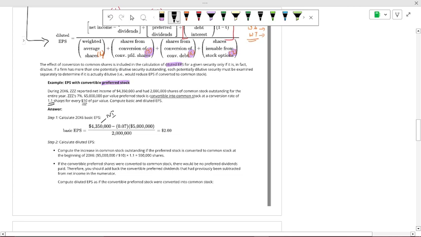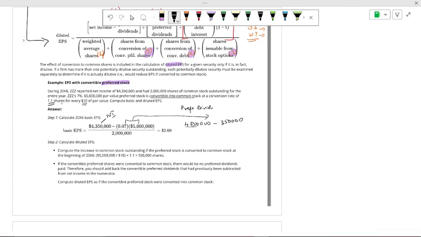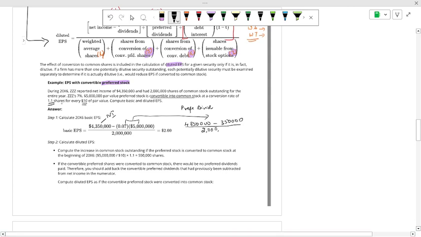Compute now. This is net income. Preference dividends is how much? It comes to 4,350 minus 350. The preference dividend is 350,000. Divided by how many shares? 2 million. How much will you get? Basic EPS is 2.